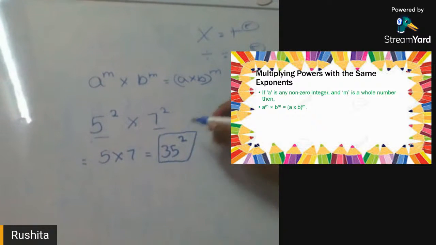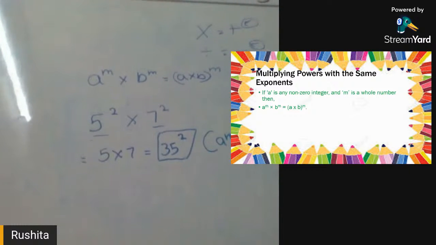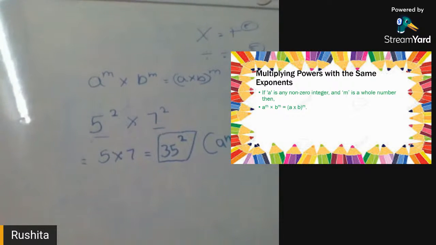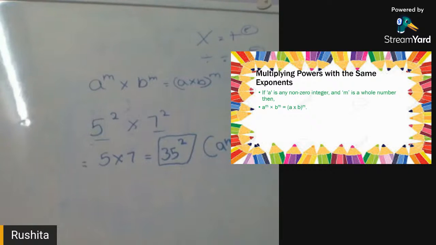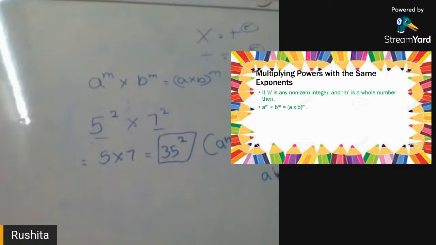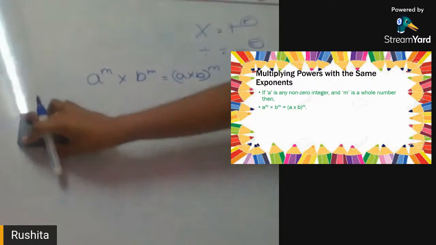Now before doing this, you will also have to write a to the power of m into b to the power of m, which is equal to ab whole to the power of m, or even ab to the power of m will be written. If there is nothing in between, it means multiplication. Okay, now let's take another example.